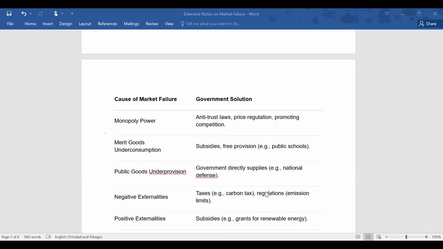Not enough merit goods being consumed. They might provide some for free. That's why we have public schools. Or they might provide subsidies to lower the cost for these merit goods, which will encourage more people to provide merit goods. We do have enough public goods, no problem. The government will provide it. That is why the government is the one who would pave the roads for us.